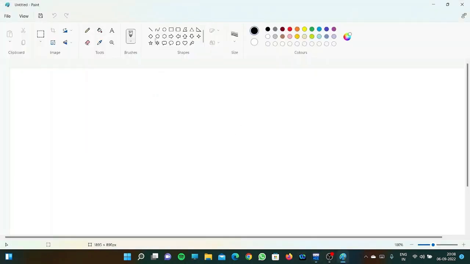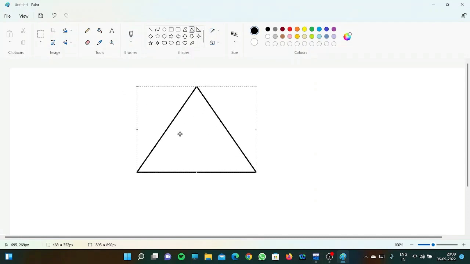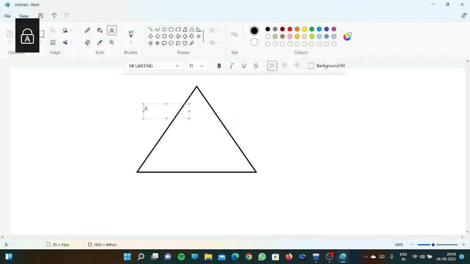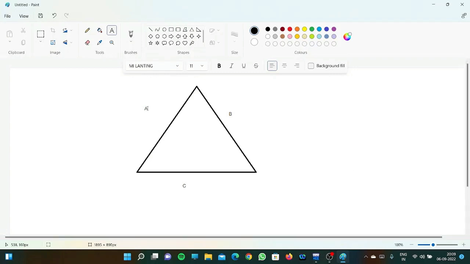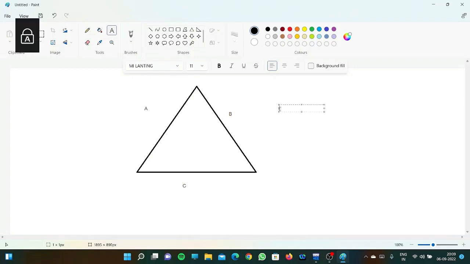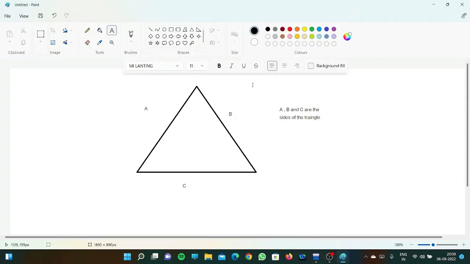Okay, so suppose we have a triangle, right? And let's assume that this side is A, this side is B, and this side is C. So these A, B, C are the sides of the triangle. Okay, now how do we know that if this triangle is valid or not?